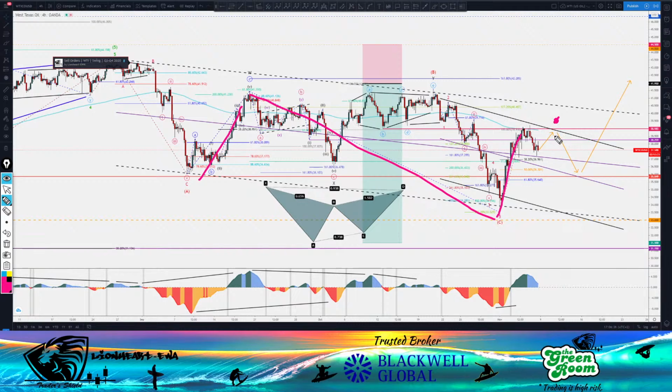It has to go above $39 per barrel. This is WTI on the 4-hour time frame.